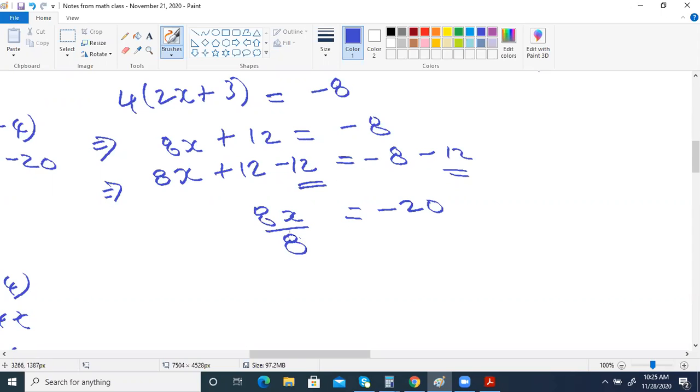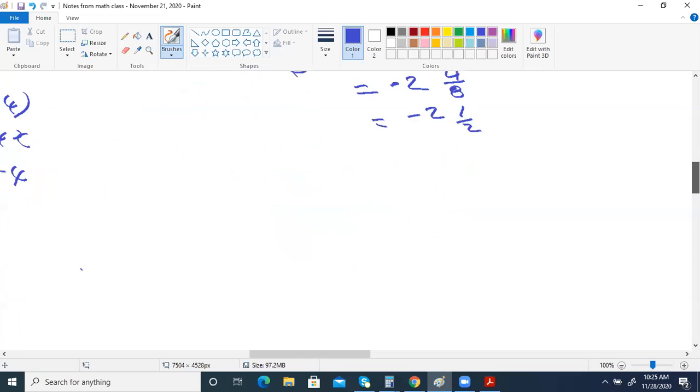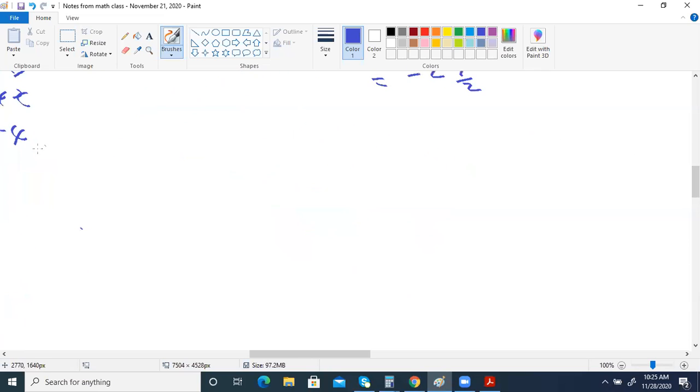So 8 into this, that cancels. And then this now becomes what? You can actually write this as a mixed fraction. This is about 2 and 4/8. This is negative, which is the same as a half. Right? And that's the answer for that. Now, let's do another one before I give you guys a go at it.